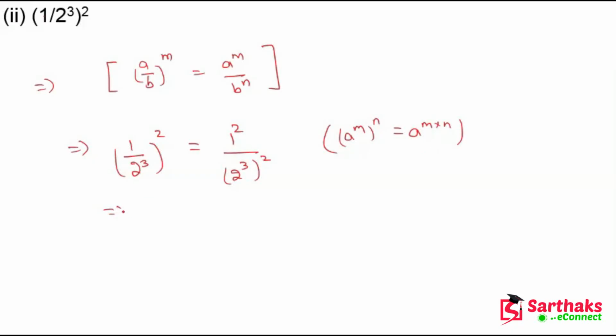Okay, so 1 raised to power 2 is what? 1. And it is divided by 2 raised to power 3 into 2. So this will become 1 upon 2 raised to power 6. What is 1 upon 2 raised to power 6? So this is the answer.